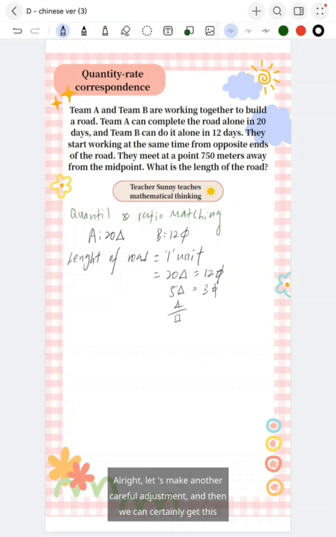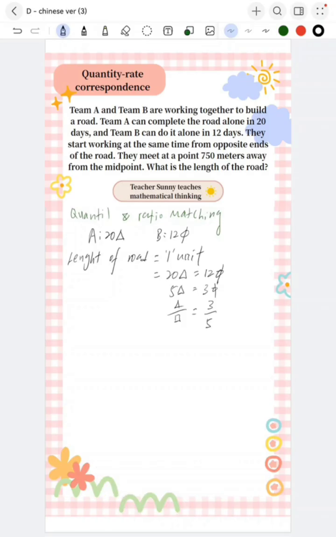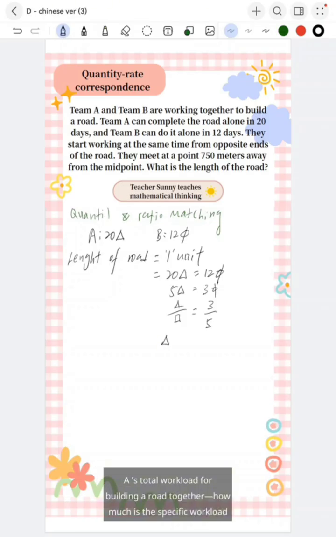All right, let's make another adjustment, and then we can get this ratio. So what exactly does this mean? This means that A's total workload for building a road together. How much is the workload for just one day? That's A's one-day workload, plus B's one-day workload.